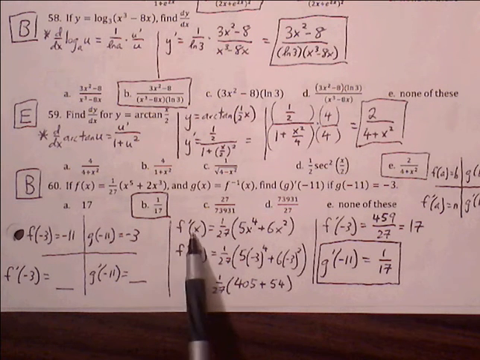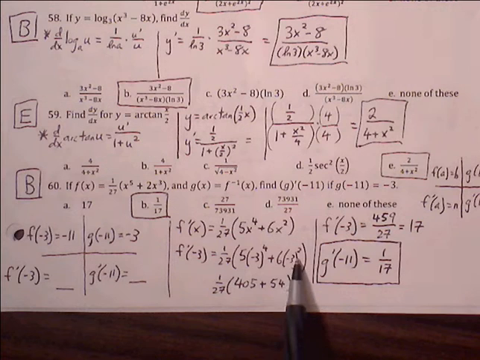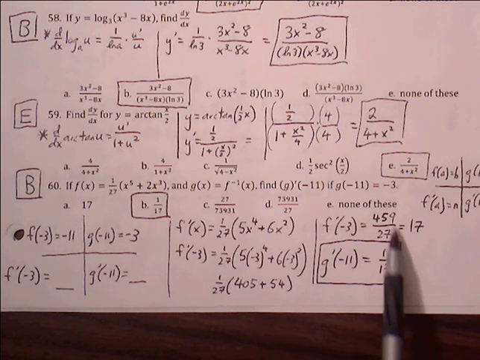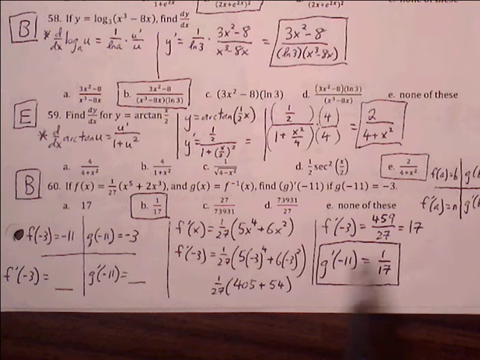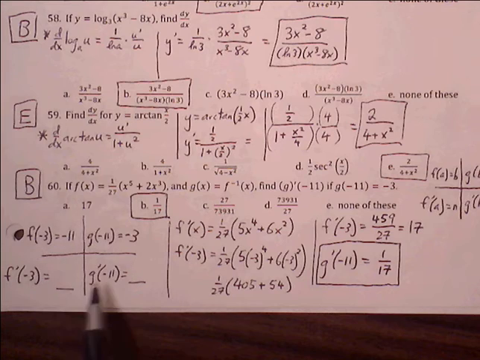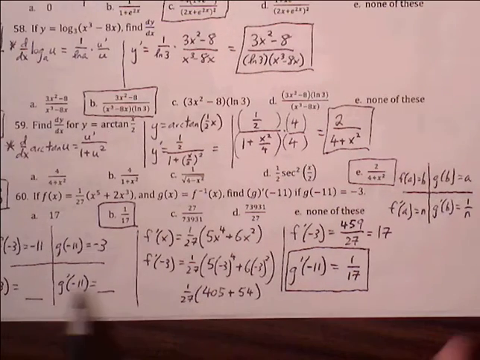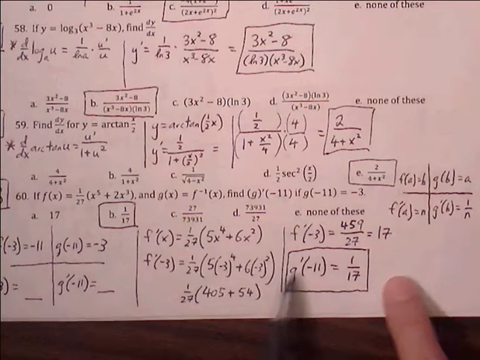We're going to evaluate the derivative at negative 3, so plug negative 3 in for the x's. So 5 times negative 3 to the fourth is 405. 6 times 9 is going to be 54. Add, divide by 27, and we get 17. So if f prime of negative 3 is 17, then we know that g prime of negative 11 must be the reciprocal of 17, which is 1 over 17, and that's our answer.